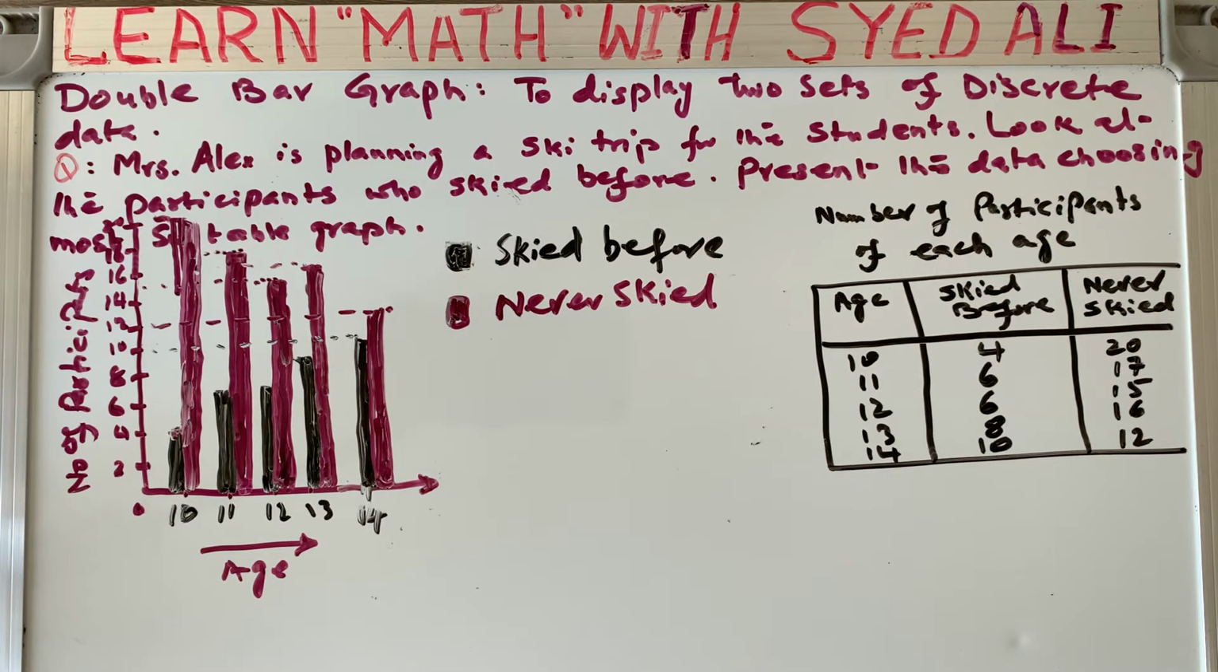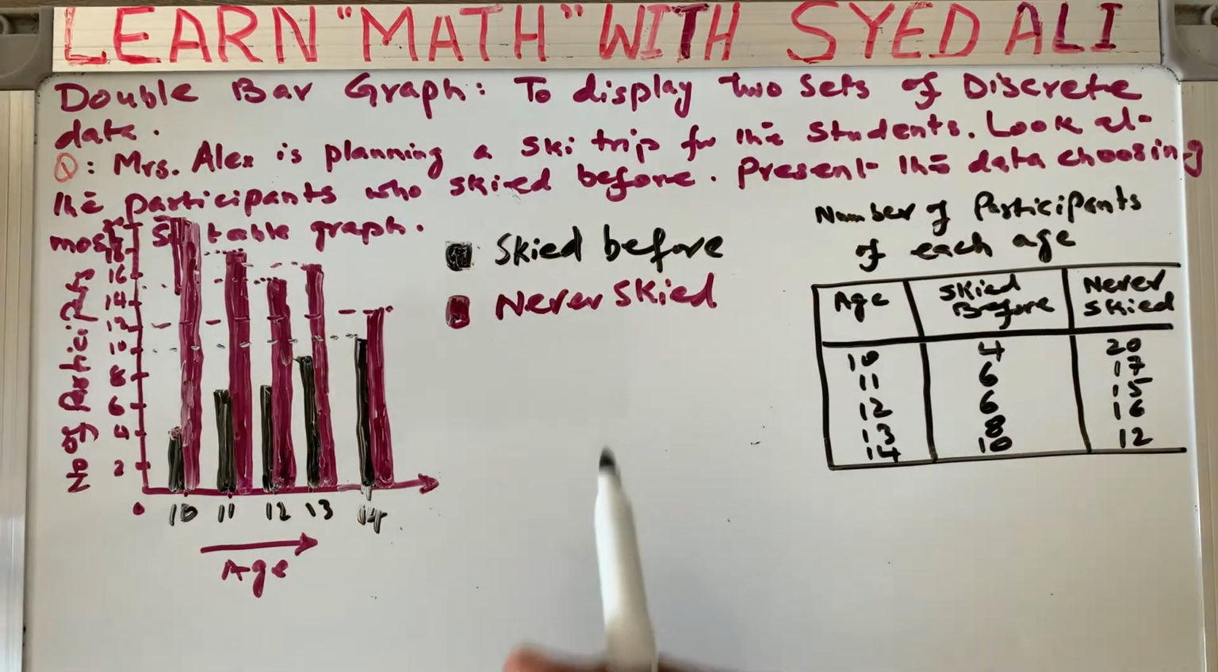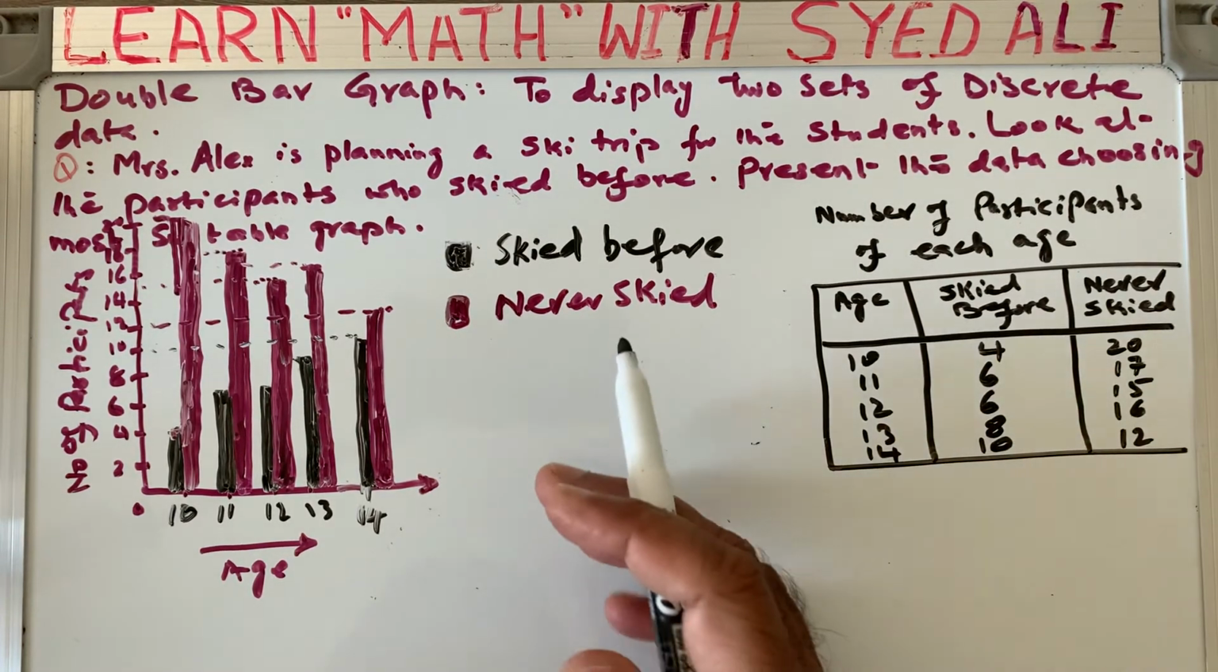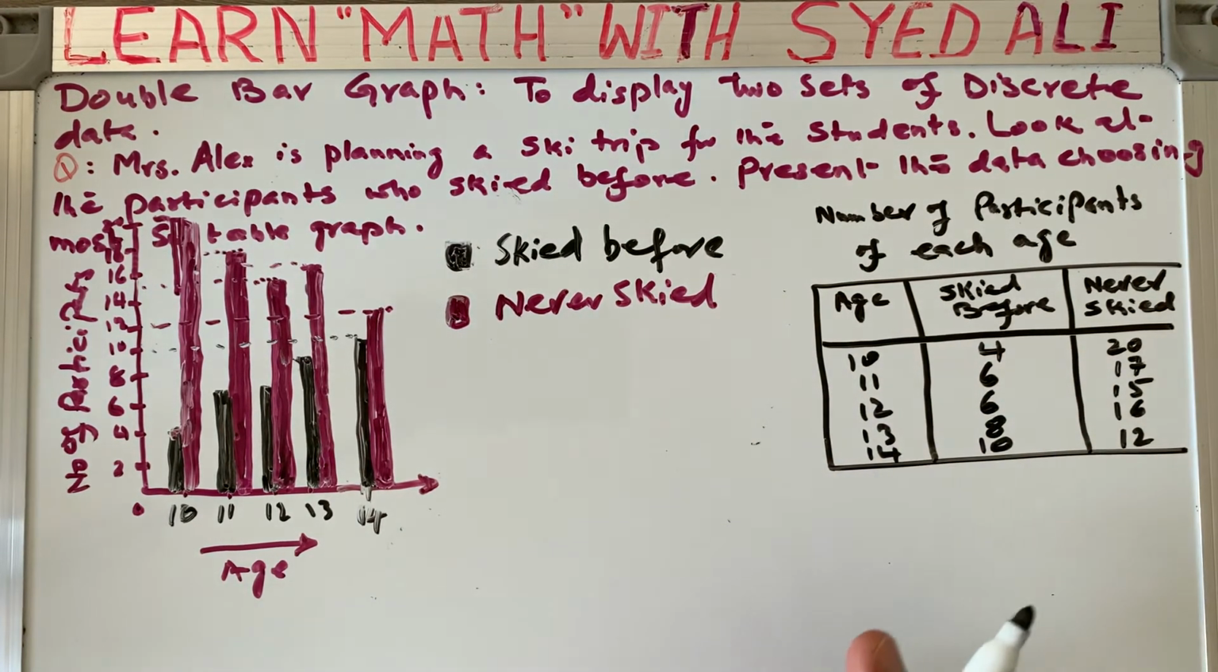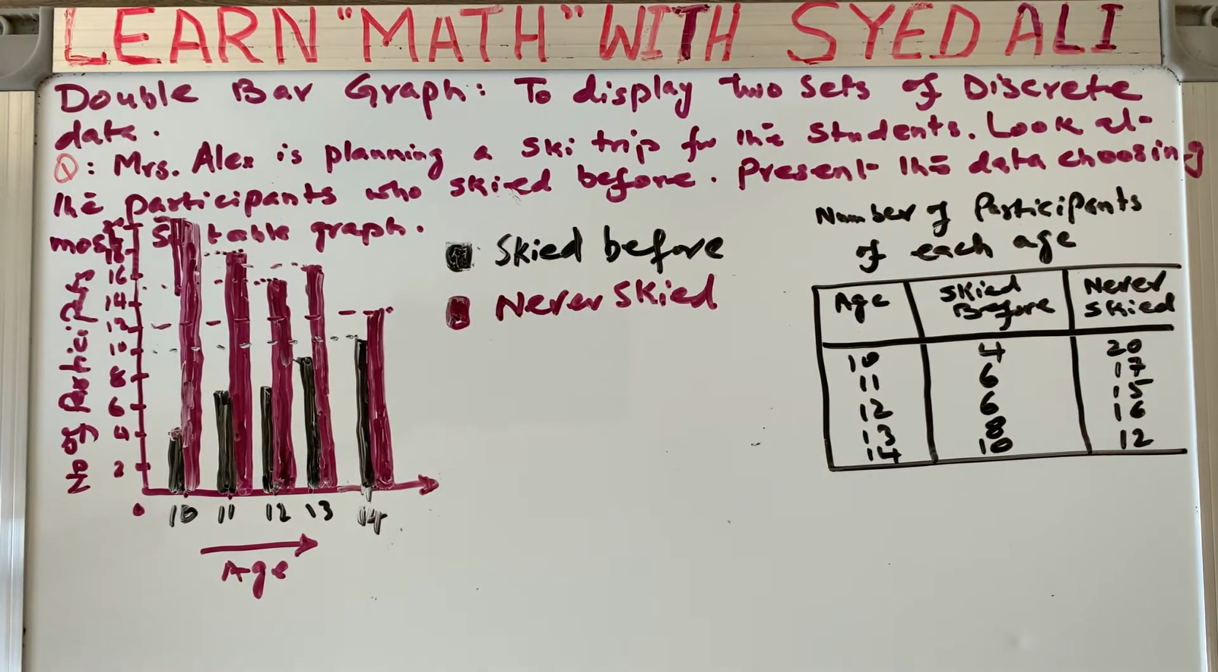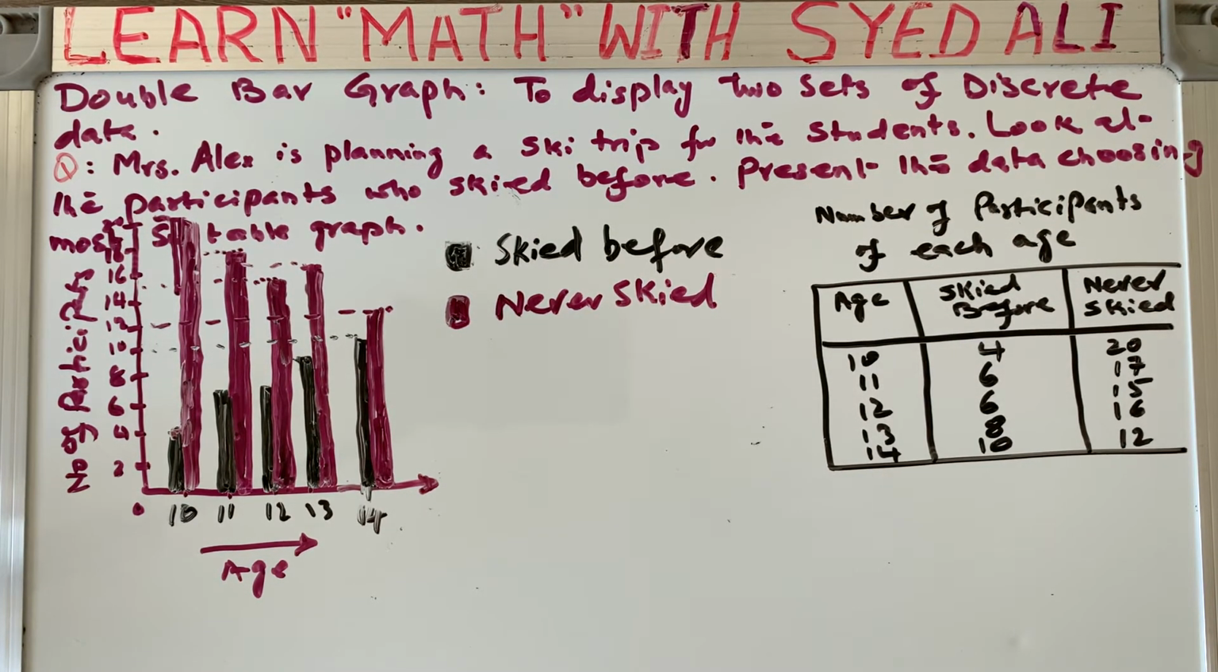So we choose the number of participants and the age, and we choose to show this data in the double bar graph because it displays two sets of discrete data. So there were two sets, right? We have to compare the two sets of data, the students who never skied and the students who skied before. Hope you understand it. And this is a good example of why you choose a double bar graph in this situation. So you have to write that it can show you two sets of discrete data, therefore you are choosing a double bar graph.